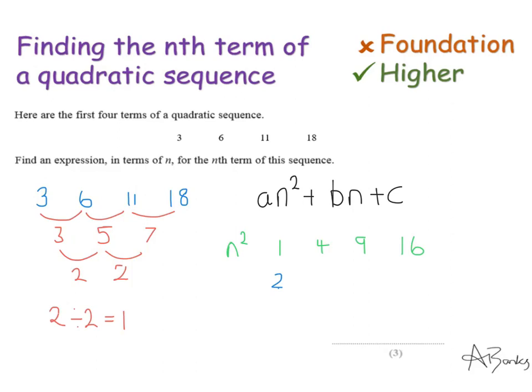My n squared sequence has a 4 next and my quadratic sequence has a 6, so that's a difference of 2 again. 9 and 11, that's a difference of 2. And from 16 to 18, again, plus 2. So how do I write the nth term of this new sequence, this 2, 2, 2, 2? Well, it just has nth term of 2. So my quadratic sequence is made up of the square numbers add 2. So the nth term is n squared plus 2.